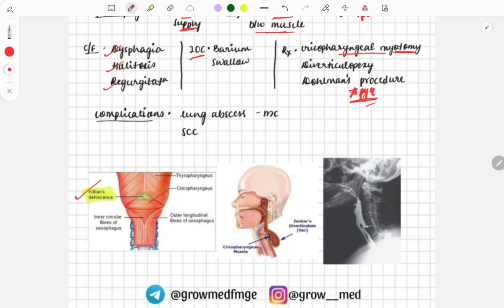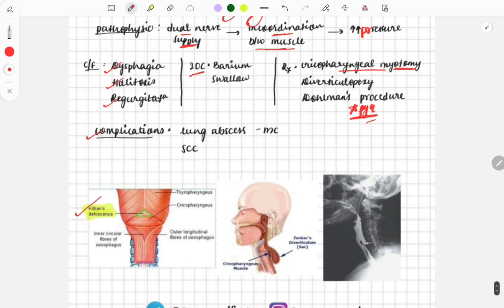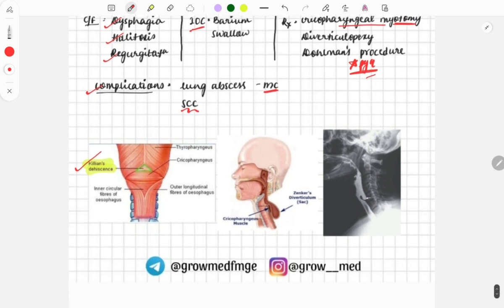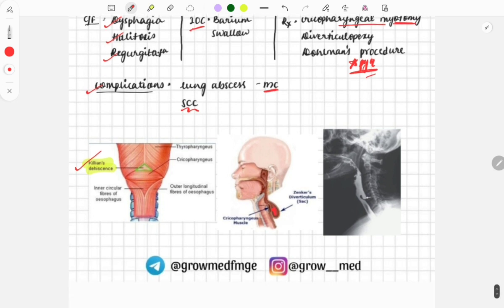Okay, so the complications associated with this Zenker diverticulum are lung abscess, which is the most common, and squamous cell carcinoma. Lung abscess इसीलिए हो जाता है क्योंकि in this pouch there is collection of food, so this food can pass and go to the lungs, right. ऐसे करके trachea के through this can go to the lungs, तो lungs में जाके ये infection cause कर सकता है. And long standing squamous cell carcinoma इसीलिए because long standing inflammation of this esophagus will increase the risk of squamous cell carcinoma.